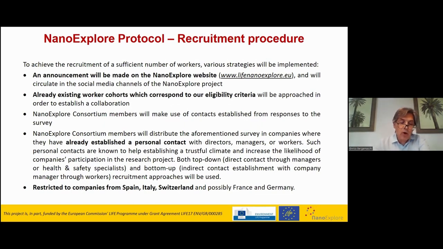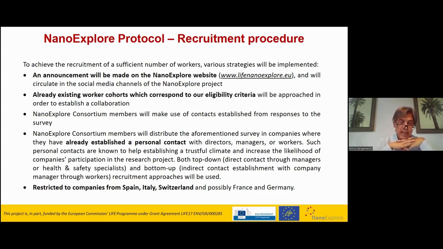Recruitment strategies rely on a two-step procedure. First, members of the NanoExplore consortium recruit eligible companies in their respective countries to get a representative sample of companies. Consortium members will make use of professional contacts with companies established during regular activity, or with occupational physicians, or during the NanoExplore and previously conducted surveys. And an announcement is posted on the NanoExplore website. During the recruitment, priority will be given to companies with confirmed nanomaterial exposure and with at least 5 exposed workers.